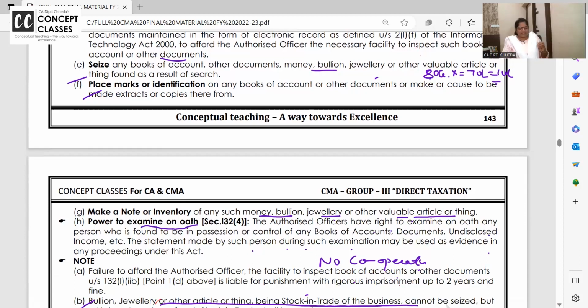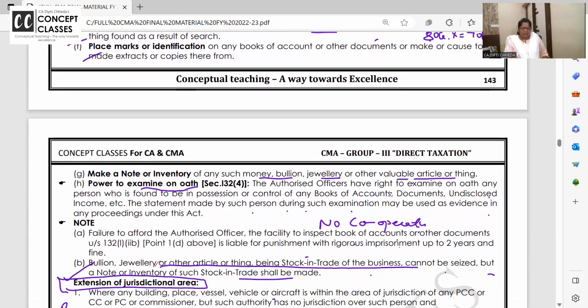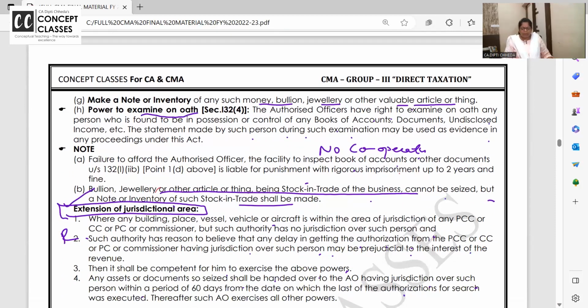They'll place marks of identification, tick marks, stamps, all so that they have checked these books, bills, papers, registers, etc. They can take an inventory. If required, they can call a gold jewelry valuer and all. They can examine the person on oath. Whoever is in the house, they can take their oral and written interviews. Okay. If they don't cooperate, SSE, then there is imprisonment of 2 years. And money, bullion, jewelry, they will take everything except stock in trade. Because stock in trade is like you are doing business, no? Right? So that's the reason.